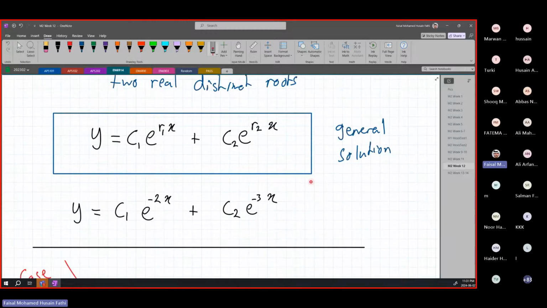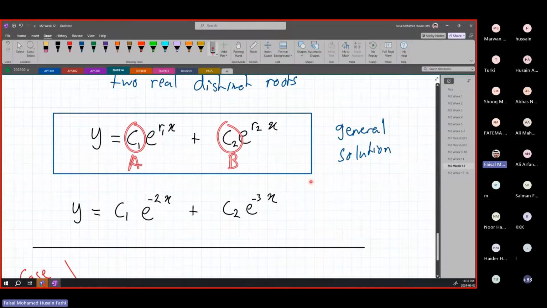All right. I usually call them C1 and C2. You can call them A and B. That's up to you. It is just a constant. You can find them in any way you want. And I have learned it in this way. That's why I am teaching it in this way. All right. They're exactly the same thing.